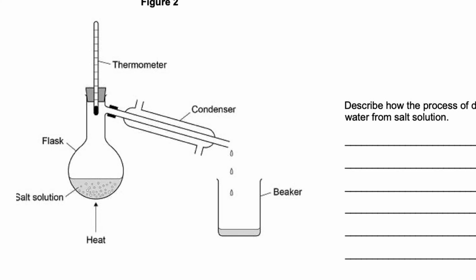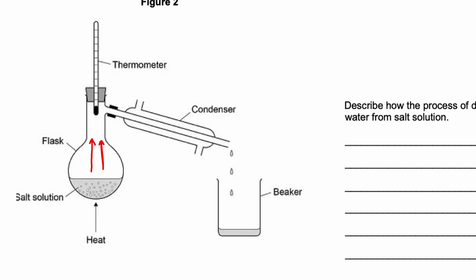So when we have a look at the apparatus which has been set up, we can see that we've got a flask and we've got a salt solution which is being heated, probably by a Bunsen burner. What's going to happen is the water is going to evaporate and go up, and it's going to go through this condenser. Now this condenser is to change the state from gas back to a liquid, because when we heat the water up, the liquid is going to change into a gas because we're boiling the water.